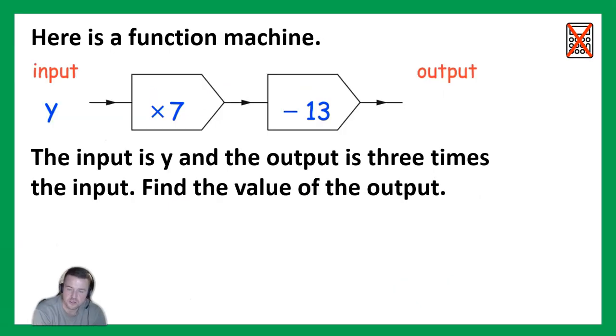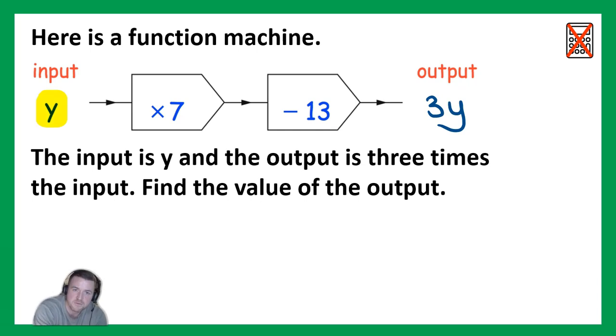On to the advanced question, one of the trickiest questions that you're likely to find on this topic. Here is a function machine. Our input is given as an algebraic expression of y. We have a multi-step function machine where the rules are multiplying by 7 and then taking away 13 to give me my output. The input is y, and they tell us that the output is 3 times the input. That means the output would be 3 multiplied by y, which can be written as an algebraic expression of 3y. They would like us to find the value of the output.